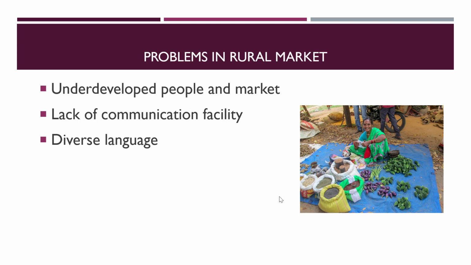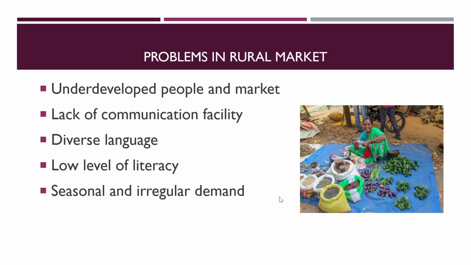Next problem is the diverse languages. Different places have regional languages, and it makes the work of the marketing team, marketing people, marketing personnel very difficult to reach out to those areas because people don't understand certain languages. Next one is the low level of literacy. This is one of the key difficulties or problems in the rural market. Low literacy makes it difficult for marketers to reach out to them.